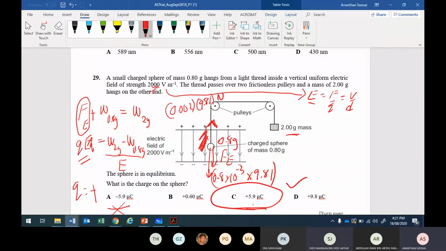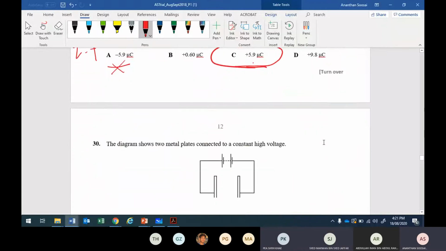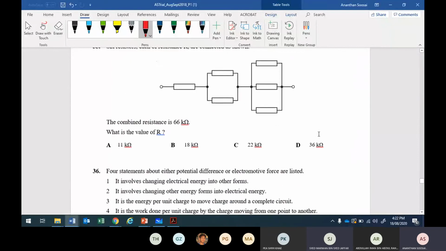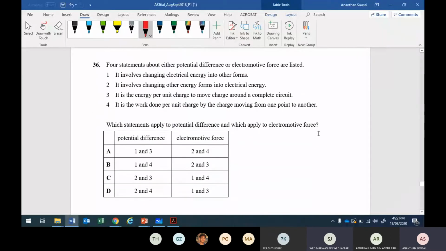So remember, the electric force is not always acting up. It could be down. Check the question. This is one pass here. Okay, any other question? 36. Class, can we go for 36? Okay, the others, come on, give a try.